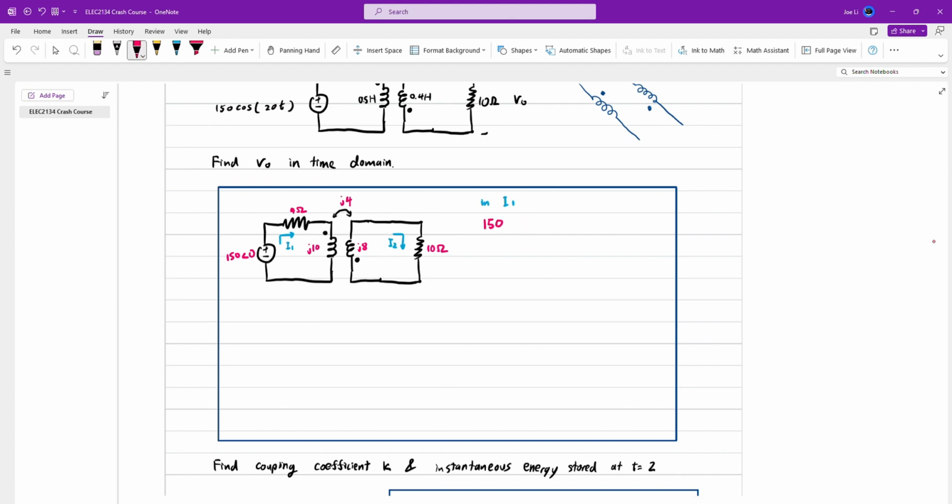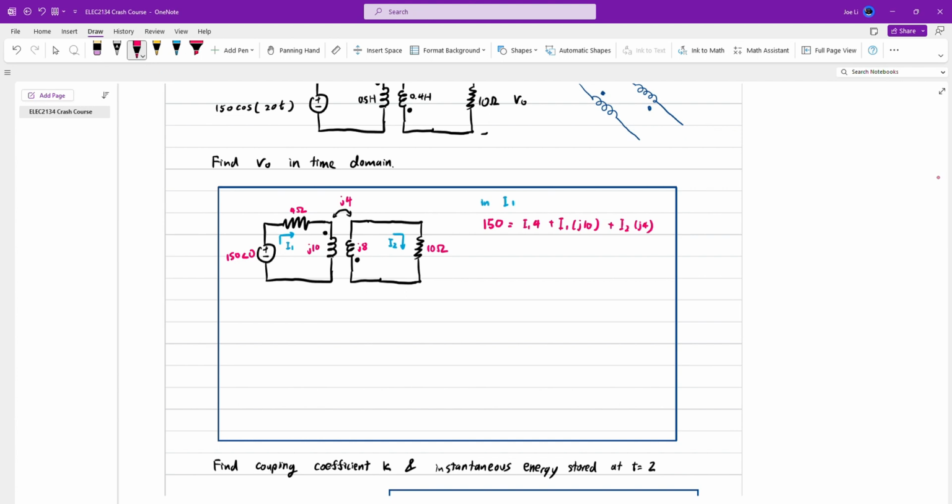150 equals I1 times 4 plus I1 times j10. And don't forget the mutual inductance. Remember the current is going in like this, so we know the positive is going to be on this side, negative is going to be on this side. So we can add I2 times j4, because we always care about the mutual inductance. j4 is the mutual inductance over here.